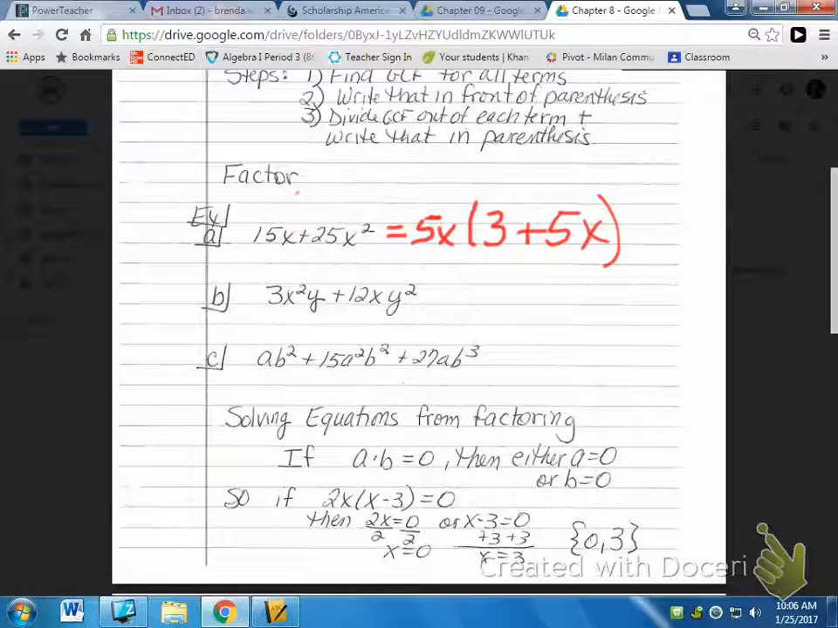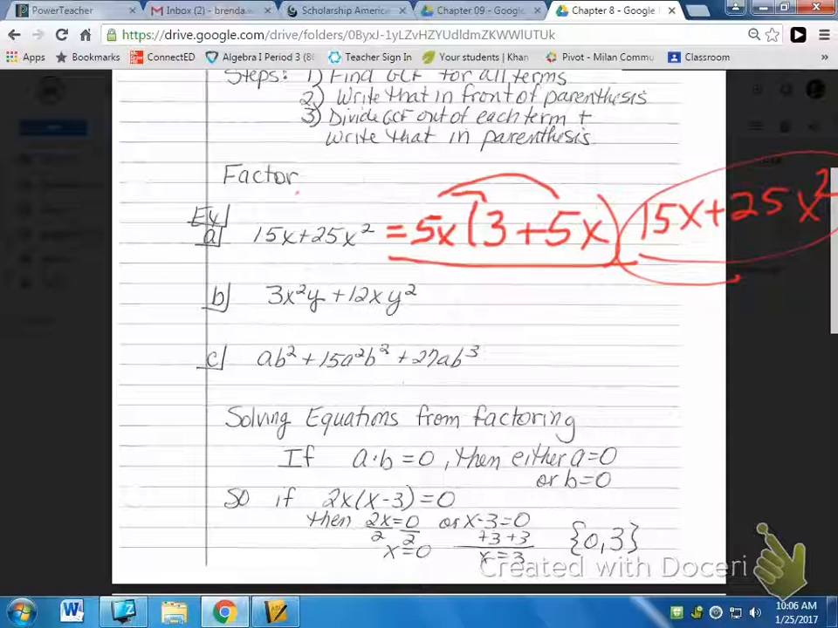Now, here's what you can always do. If you're a little leery here at the beginning of this stuff, take your answer and distribute it back. If you come back to where you started, you got the right answer. Does that make sense? If I took 5x times 3, I'd get 15x. And if I took 5x times 5x, I'd get 25x squared. Now, don't mess up and circle this as your answer because that's definitely not. That's the problem. This back here would be your answer. 5x times the quantity 3 plus 5x. We're factoring out greatest common factors.